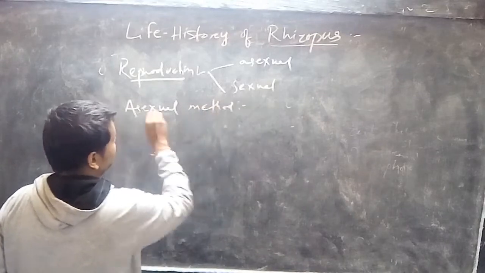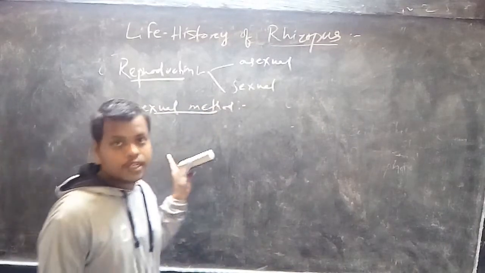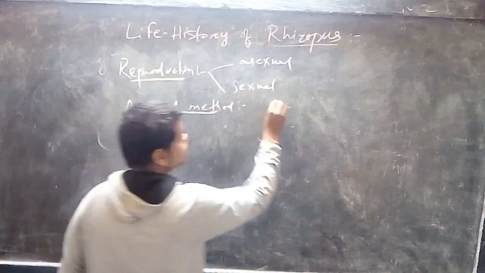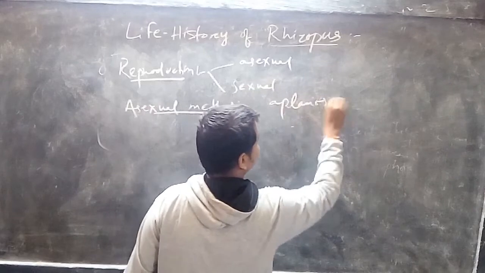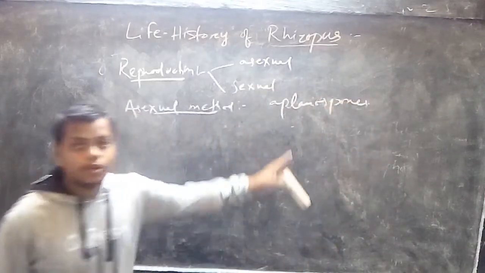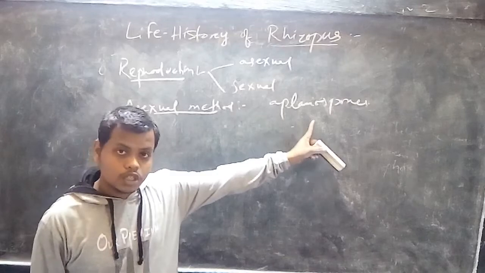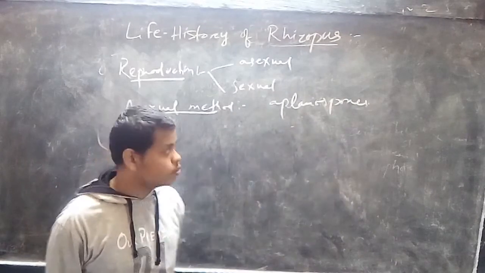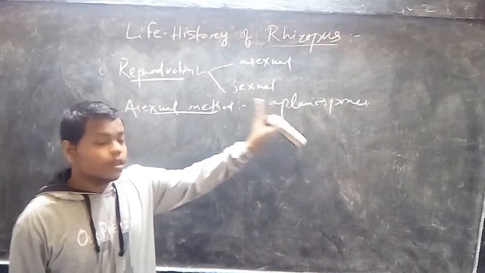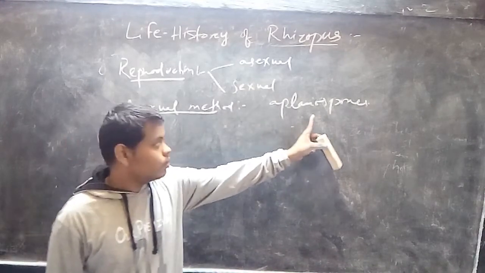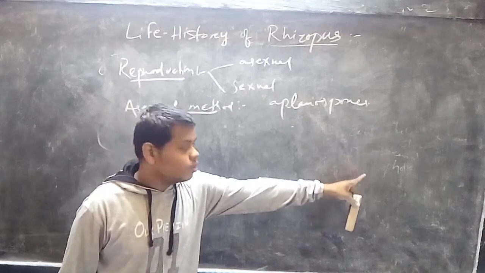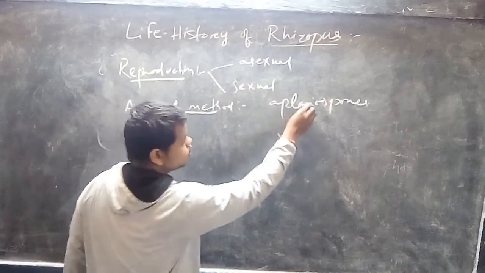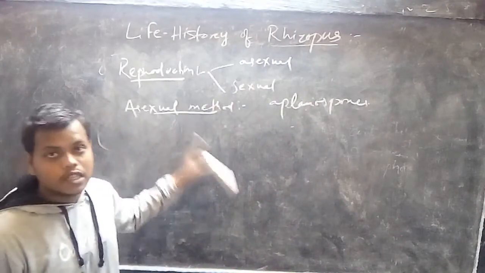As I mentioned earlier, the sporangiophore. Inside the sporangium, spores are developed, and those spores are called aplanospores. These aplanospores are a type of sporangiospores which are non-motile. That's why the non-motile spores are called aplanospores. These aplanospores are the asexual reproductive part. When they fall on the substratum or any host, they grow into a new thallus. Okay, so by means of aplanospores, Rhizopus carries out its asexual method.